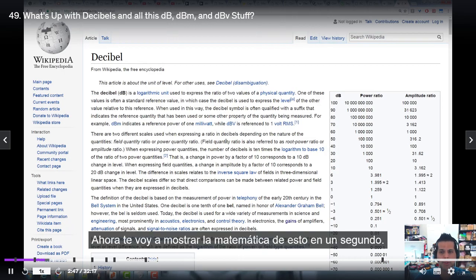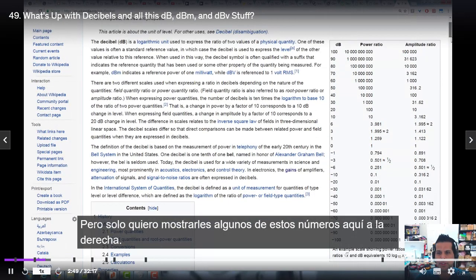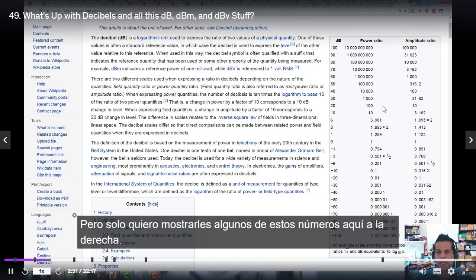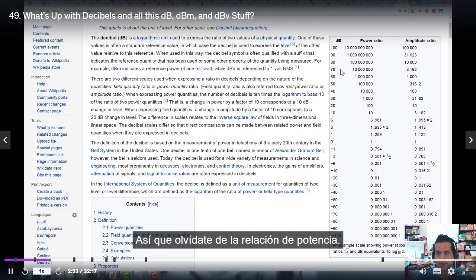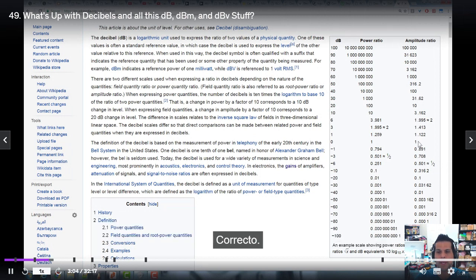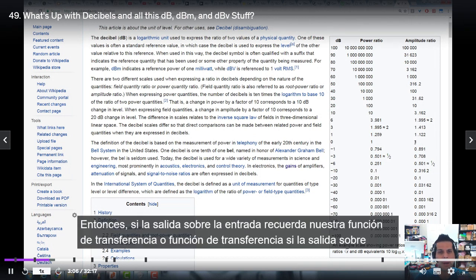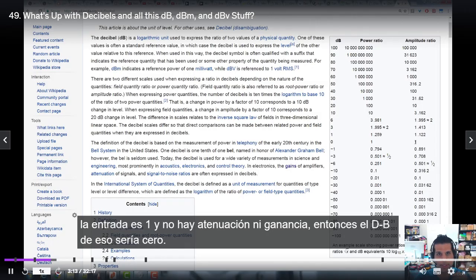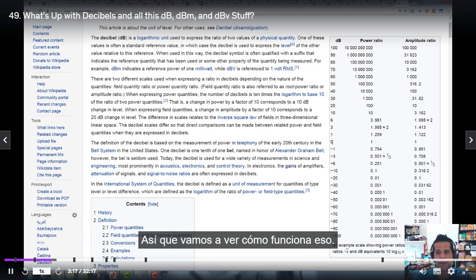All right. I'm going to show you the math of this in a second, but I just want to show you some of these numbers over here to the right. So forget the power ratio stuff. If something has a dB gain of 0, that means its ratio of amplitudes is 1. Remember our transfer function: if the output over the input is 1 and there's no attenuation and no gain, then the dB of that would be 0. We're going to see how that works out.